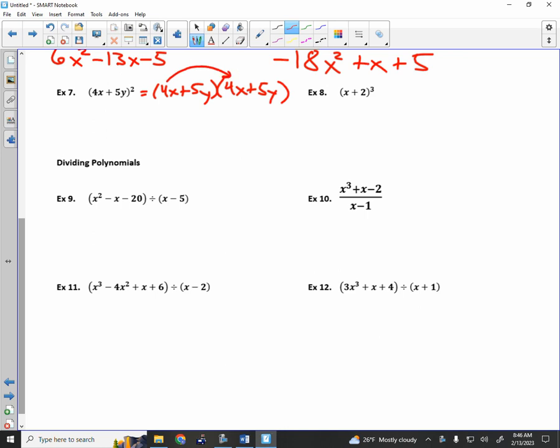So 4x times 4x is 16x squared. 4x times 5y is 20xy. 5y times 4x is another 20xy. And 5y times 5y is 25y squared.